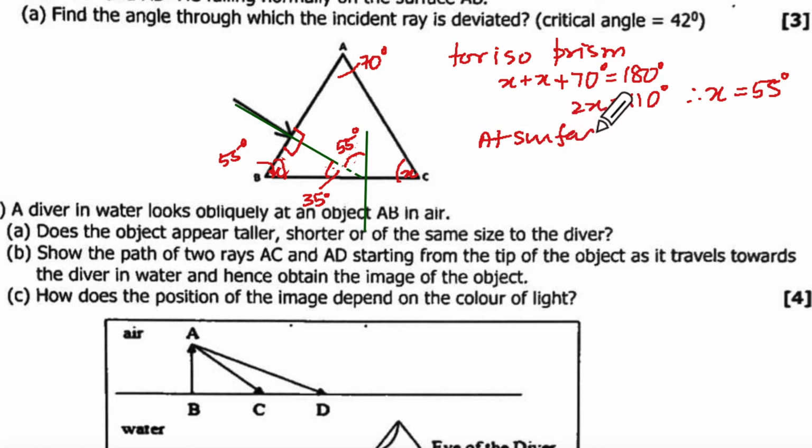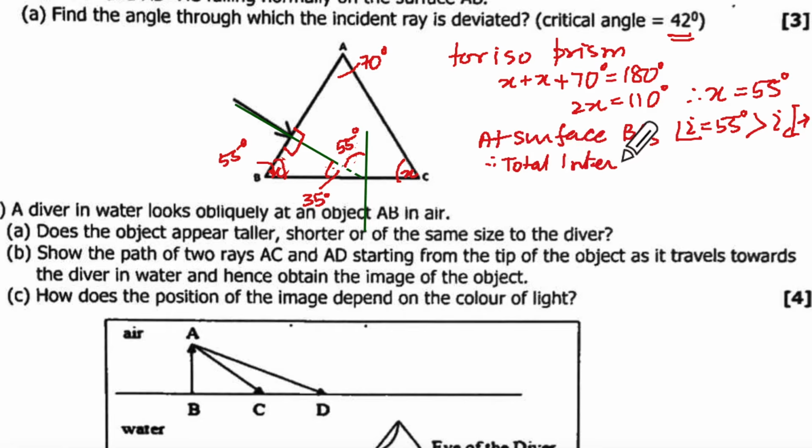Now you will say at surface BC, angle I equal to 55 degrees, greater than IC, correct? Critical angle is given as how much? 42 degrees, correct? Write in bracket IC equal to 42 degrees. I don't have place, you write. Okay, so therefore total internal reflection. Don't write TIR in the exam.